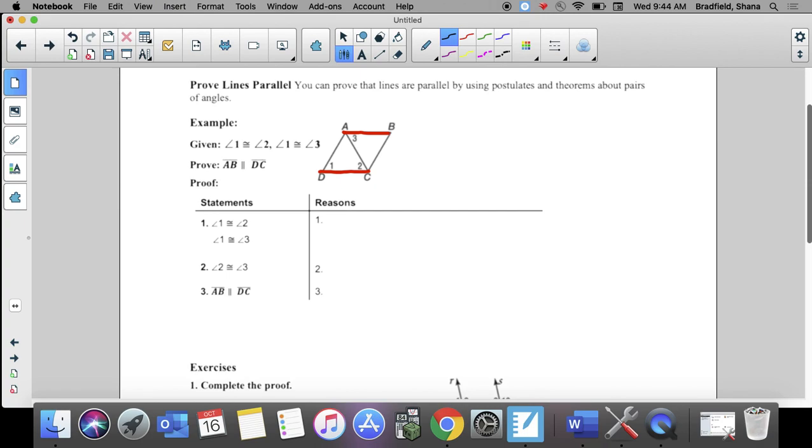In the first statement, it's showing our givens, so that's going to be our reason. And then it says, well, since angle 1 is congruent to angle 2 and angle 1 is congruent to angle 3, then angle 2 is congruent to angle 3. That is substitution.